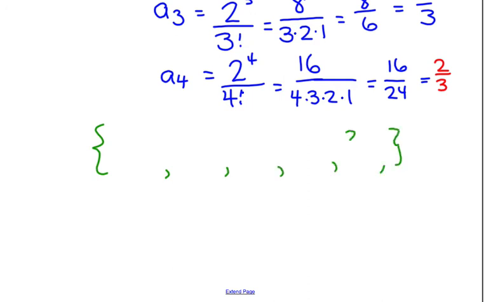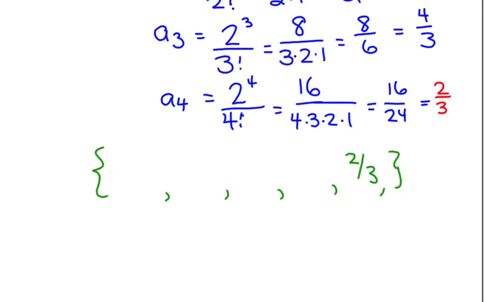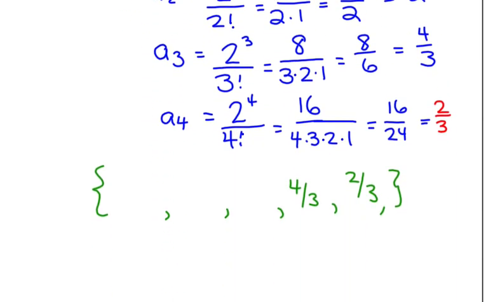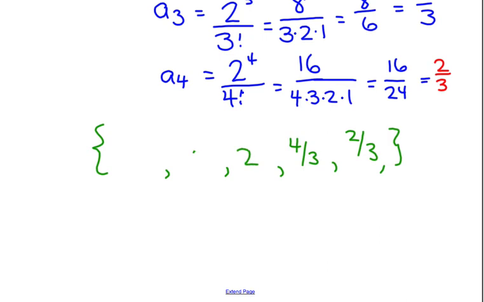I'm just going backwards on my smartboard here. Last term was 2/3. Next one was 4/3. 2, 2, and 1. So here is our sequence.